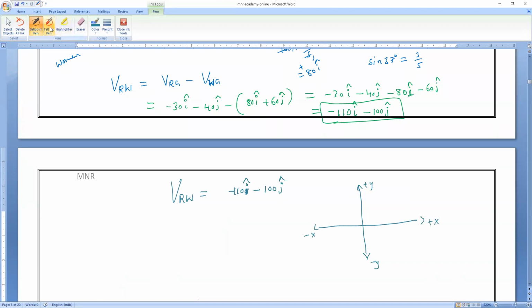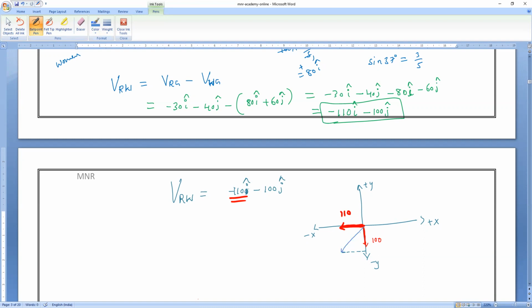So now first, minus 110. What is the magnitude in the minus x direction? 110. Clear? If I shift it parallel, this side also comes the same 110. Next, in the downward direction, it is acting 100. Understand? So the magnitude of the resultant, the resultant force of the rain, acts between them. So this is the resultant force. Is it okay, guys?